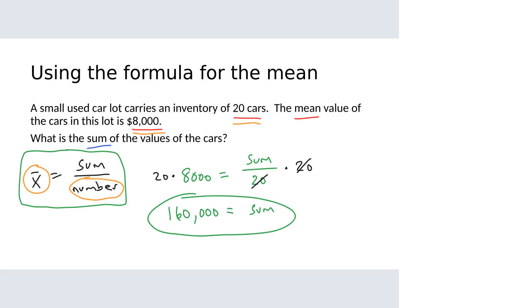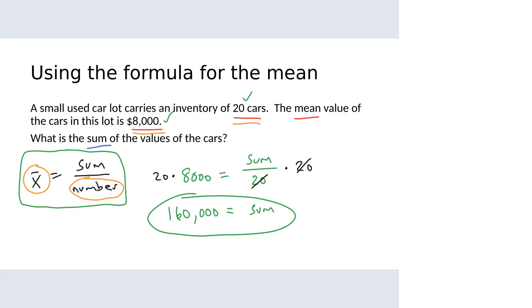Now, I still don't know any of the values of the individual cars on the lot. Maybe every single one of them is worth 8,000. Unlikely, but not impossible. But what I do know is that if I added up all the values together, it has to be 160,000. And I know that because I know how many there are and I know what the mean is.